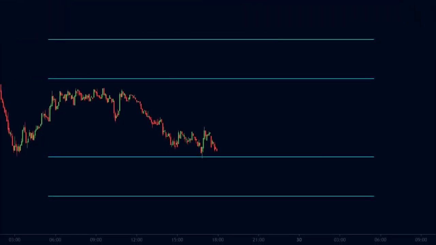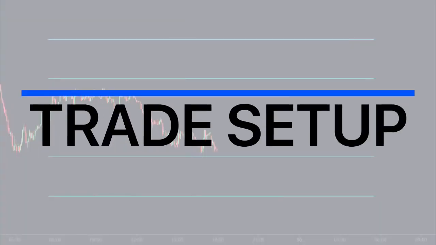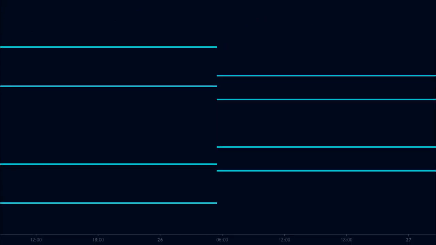For our strategy, we will only use 4 pivot points: S3, S4, R3 and R4. We will treat each pivot equal. Hence, we will keep all the pivots in blue color. Now that we have understood the Camarilla indicator, we will now look at the trade setup. This is how our trade setup looks.